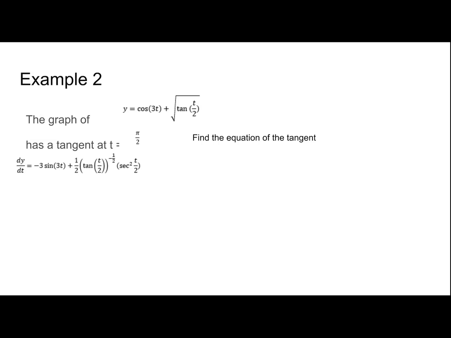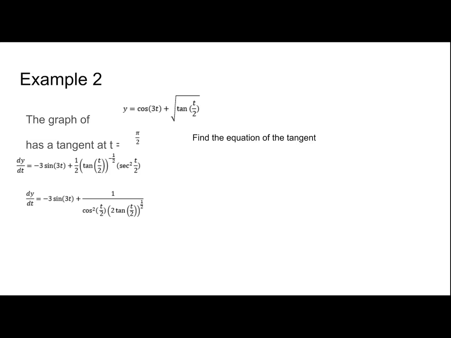So we'll have 1/2 times tan of t over 2 to the power of negative 1/2 times sec squared t over 2. If we simplify that equation, we know that to the power of negative 1/2, that's the same as saying 1 over square root of that same thing, because if we have a negative power in the numerator, we can move it to a positive power in the denominator. We know that sec squared t over 2, sec squared is the same as 1 over cos squared, so we'll move that to the denominator as well.